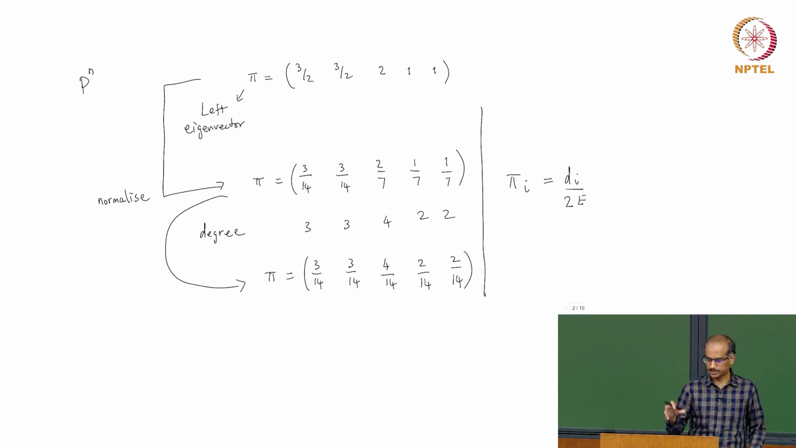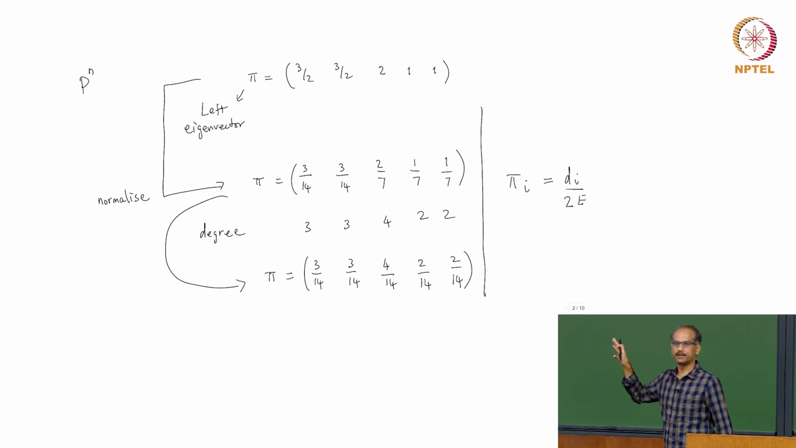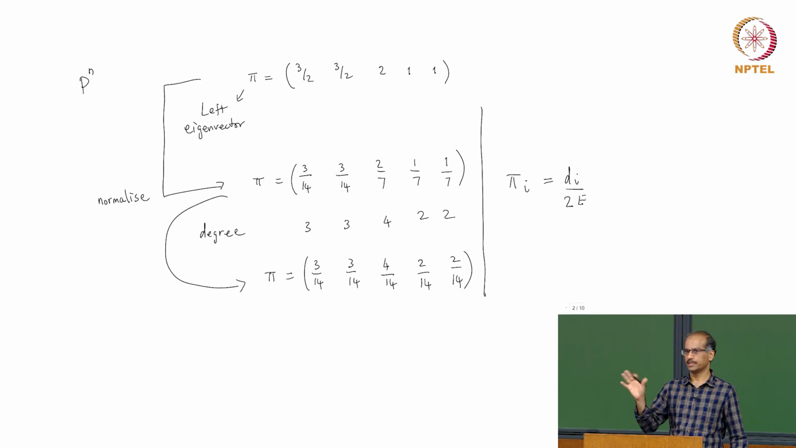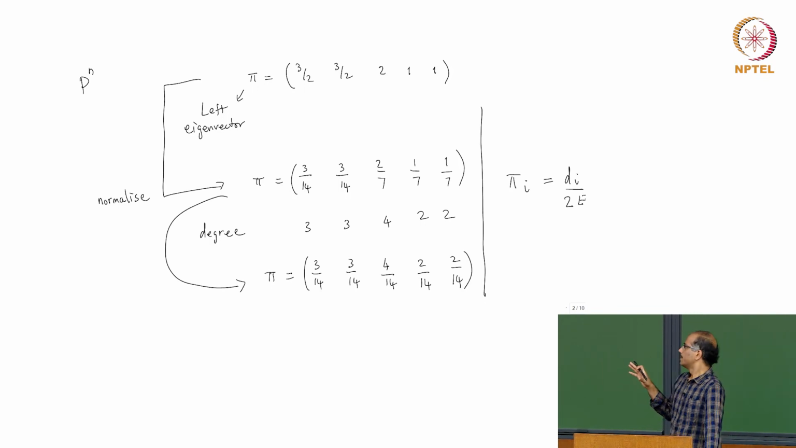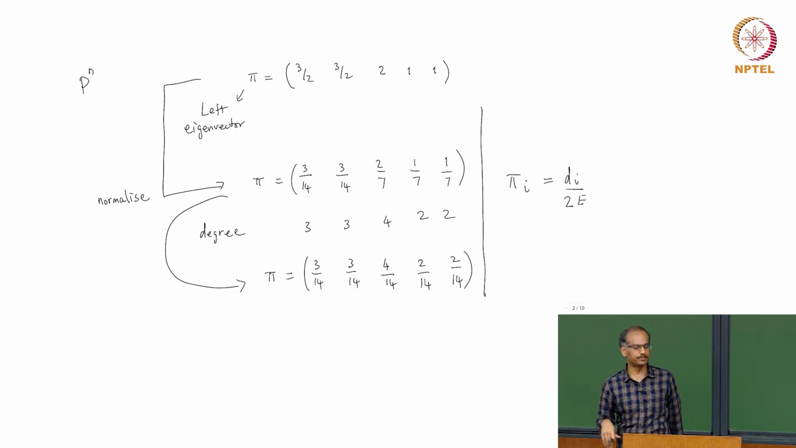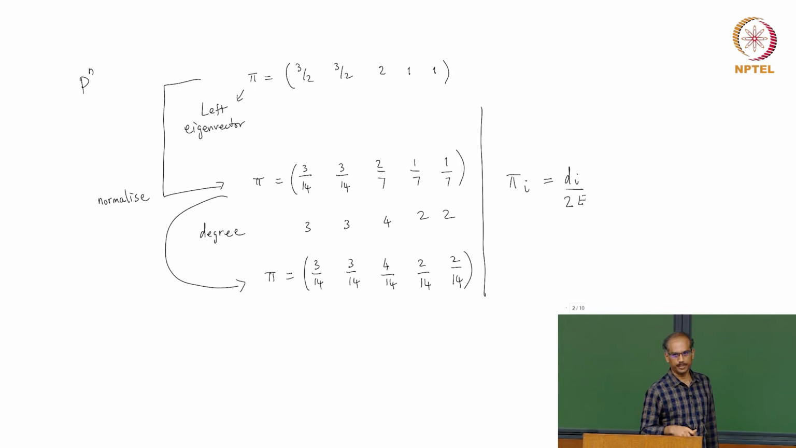Okay. So you can actually go back and show that this is indeed the eigenvector corresponding to any general Pij. You can choose any general transition probability matrix, provided it is irreducible and also aperiodic. The elements of the eigenvector would simply be di divided by 2e.